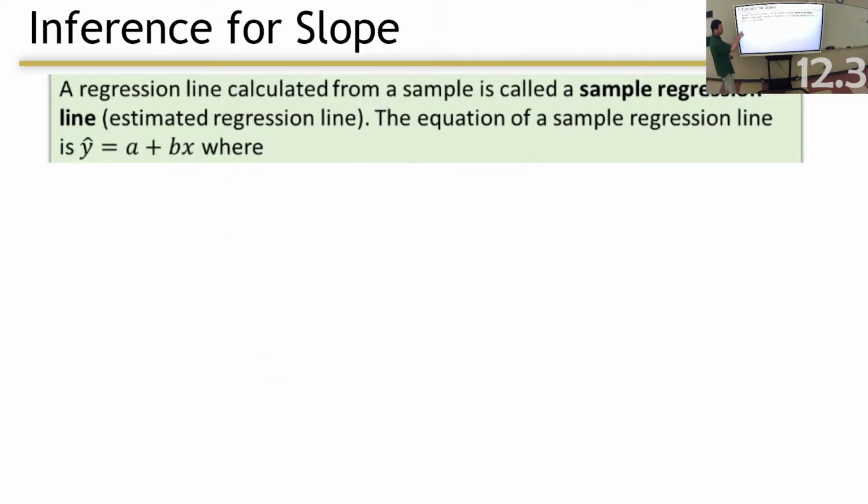So we know that a regression line is y hat equals a plus bx, right? We've done that before. A is the y-intercept, b is the slope. That would be if it was a sample. That's what we did in chapter 4. We did everything with y hat and we did a plus bx.